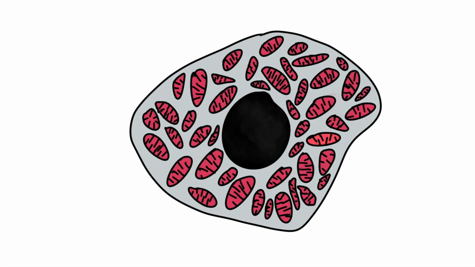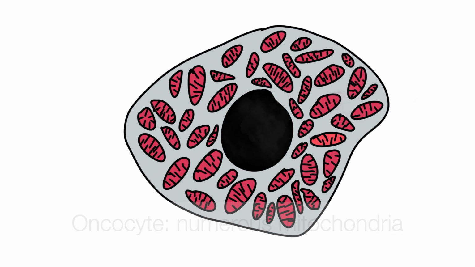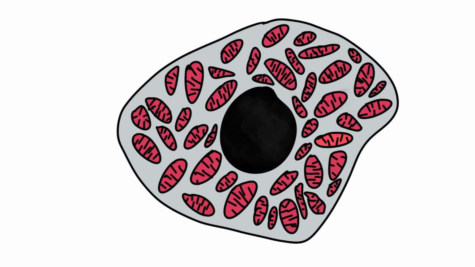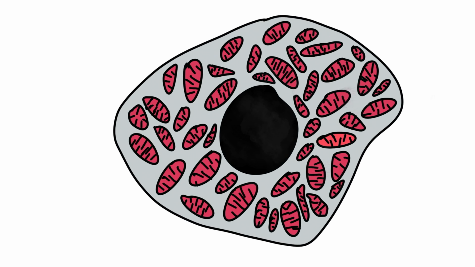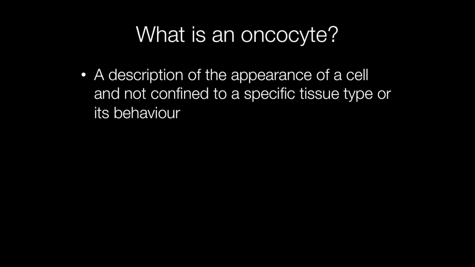And here is a sketch of an oncocyte, and the reason it has pink cytoplasm is because there are multiple mitochondria resulting in the pink granular appearance. The term oncocyte is a description of the appearance of the cell and not confined to a specific tissue type or the cell's behaviour.